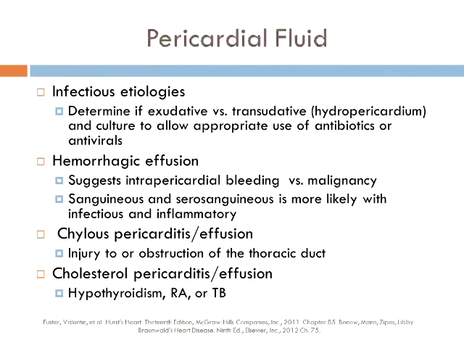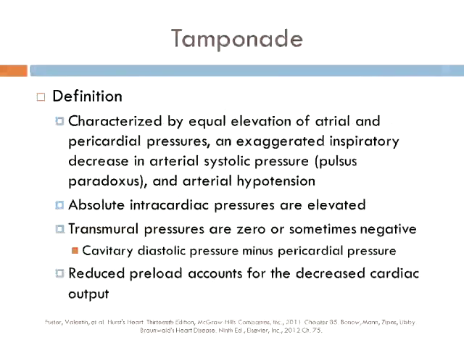And then tamponade, one of our other complications. It's characterized by equalization of atrial and pericardial pressures. There's an exaggerated inspiratory decrease in the arterial systolic pressure. So we start to see arterial hypotension, and we get pulsus paradoxus, which I'll explain in a slide a little bit later. Overall, our transmural pressures are zero and sometimes become negative. We get a reduced preload, and then we get a reduced cardiac output. So overall, our venous return starts to decrease, and our cardiac output starts to fall.